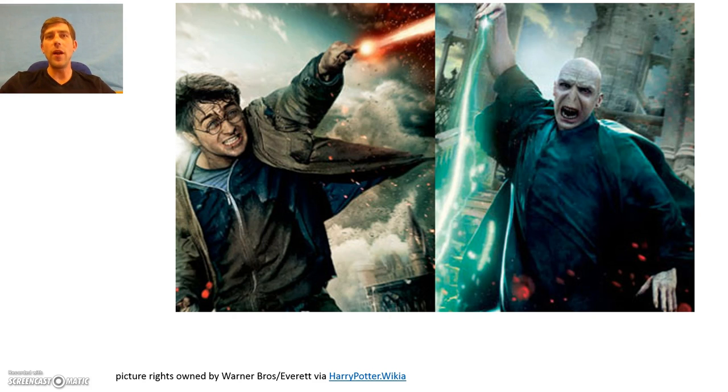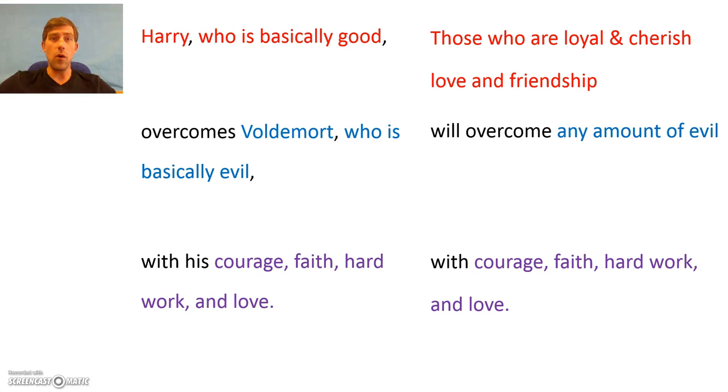Now we want to think, what does that represent in the real world? And how does that reveal J.K. Rowling's view or belief about the way the world works, her theme? So we take the statement about Harry, our protagonist, and identify those qualities. Harry, who is basically good, overcomes, and here we insert the antagonist, Voldemort, who is basically evil, with, and this is when we look at how the resolution comes about. So he overcomes him with courage, faith, hard work, and love.